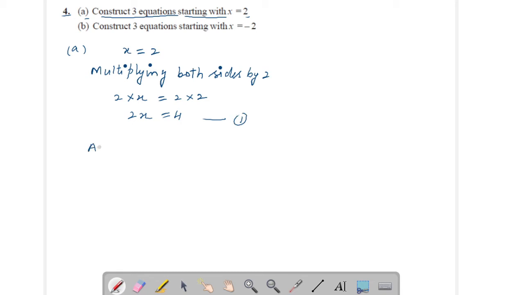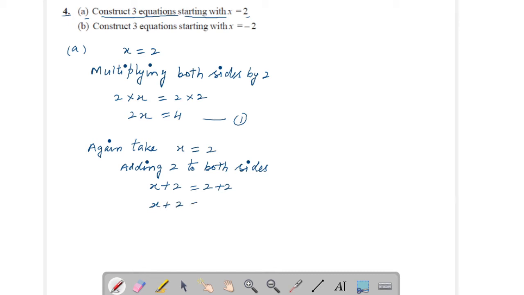Again, take x is equal to 2. Adding 2 to both sides. What will you get? x plus 2 equal to 2 plus 2, or x plus 2 equal to 2 plus 2, 4. This is your second equation.